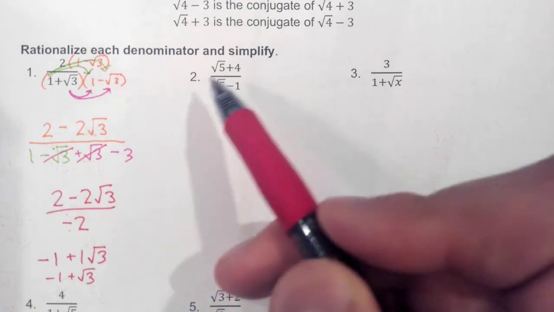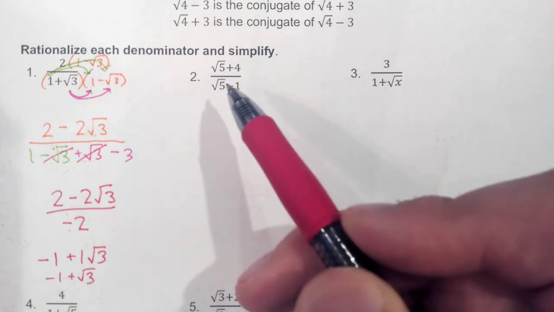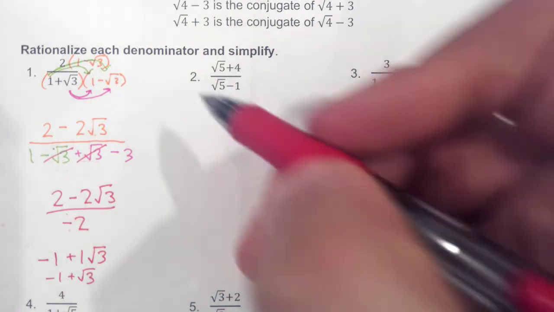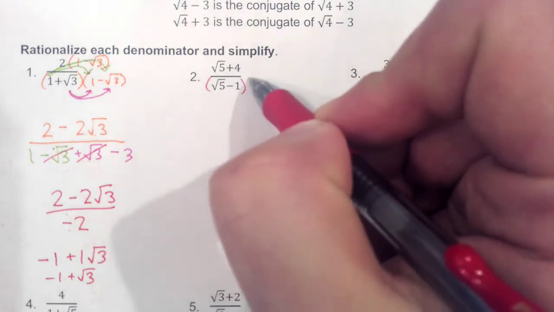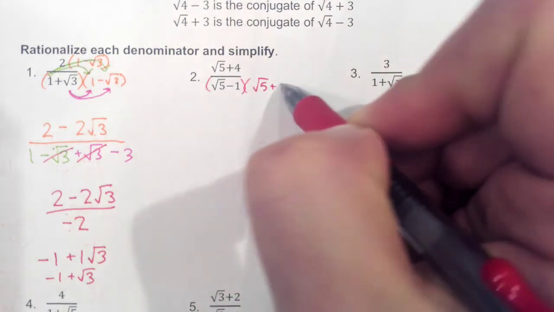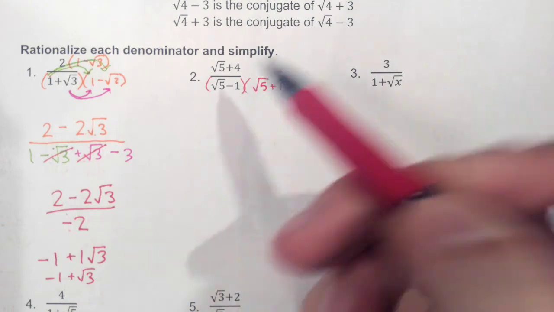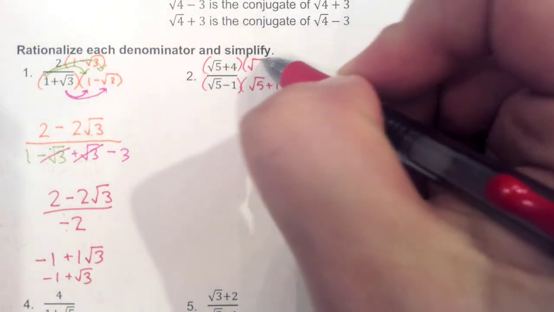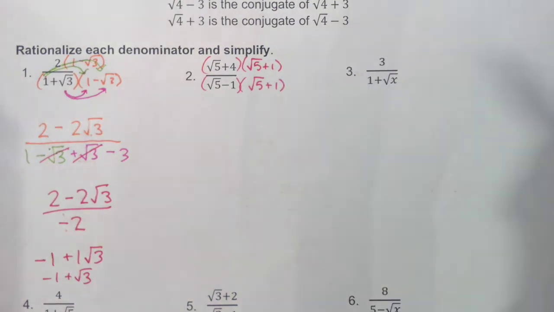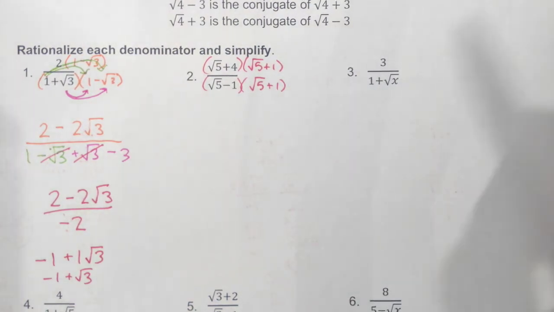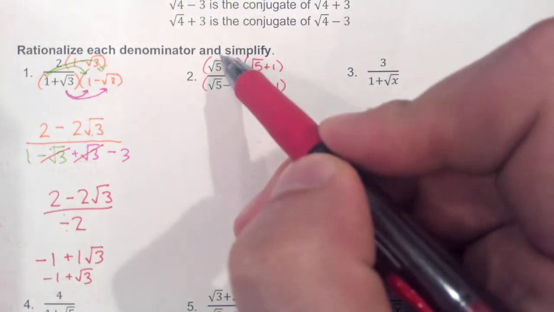So anytime you have a sum in a denominator, you have to multiply by the conjugate. So we're going to multiply by the square root of 5 plus 1, which is the conjugate of the square root of 5 minus 1. And then again, if I do something to the bottom, I also have to do it to the top. So on top, we've got a foiling to do.